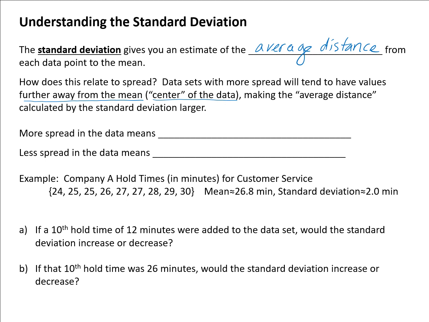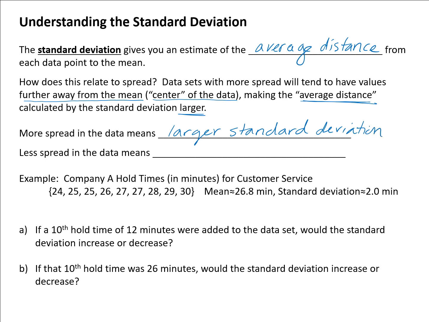So the more spread you have, the more you're going to have values that are further away from the mean. And when you have values that are further away from the mean, that's going to make your average distance calculated by the standard deviation larger. So more spread in the data means that you're going to have a larger standard deviation, because the values are further away from the center, therefore you have a larger average distance. So more spread in the data means a larger standard deviation.